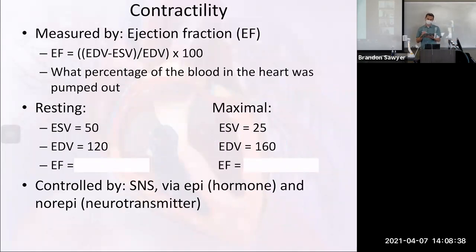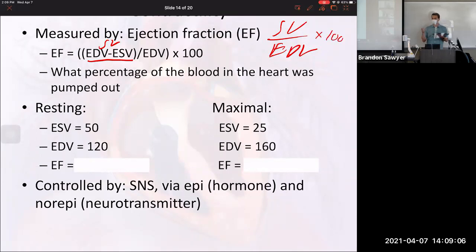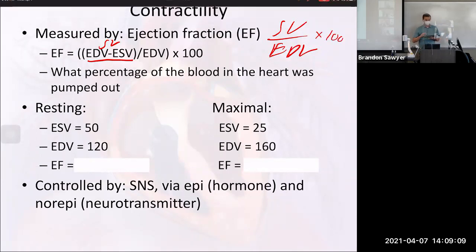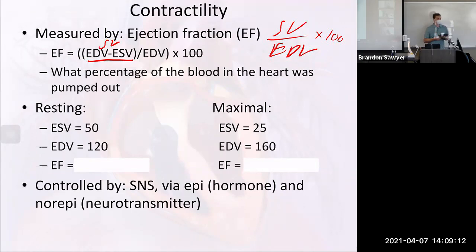Okay, so this number is calculated by stroke volume divided by end diastolic volume. So this is like a percentage of the blood that we started with that got out, right? Because the stroke volume is what came out. End diastolic volume is what you started with in the heart before contraction. Divide those two by each other and then multiply by 100. That's just to turn it into a percentage, right? And that gives you, of the blood that you started with, what percent came out, okay?